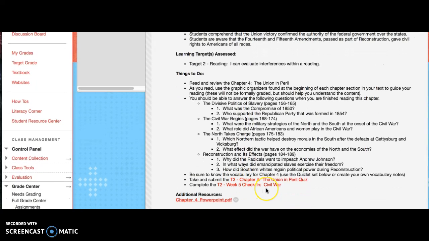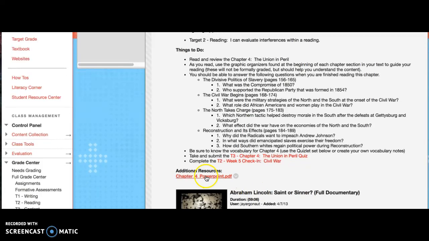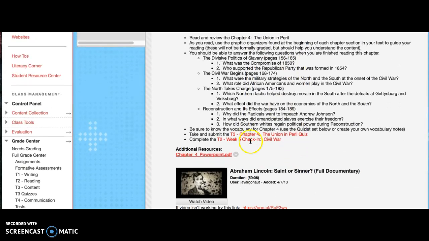This week we're going to be looking at getting evidence from documents. Additional resources: this PowerPoint is always really helpful to go through and make sure you're pulling the important parts out of your chapter reading. This week you're reading chapter 4, and I have the PowerPoint right here. You have a quiz on chapter 4.